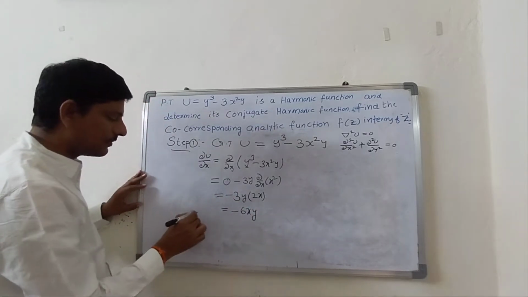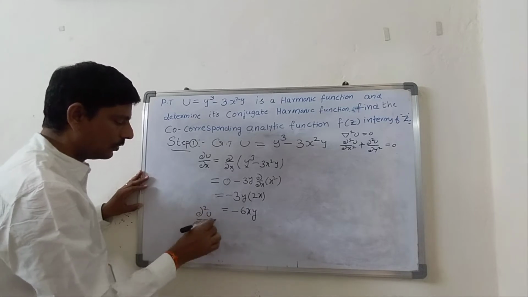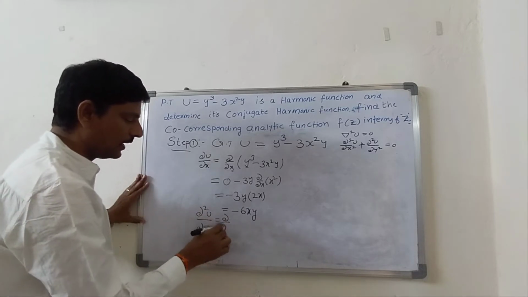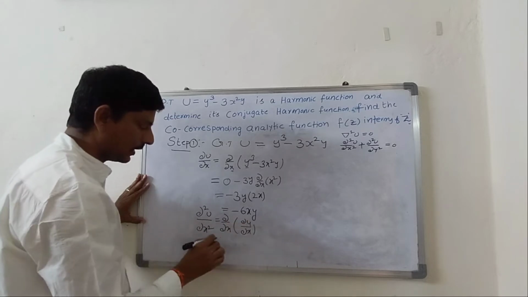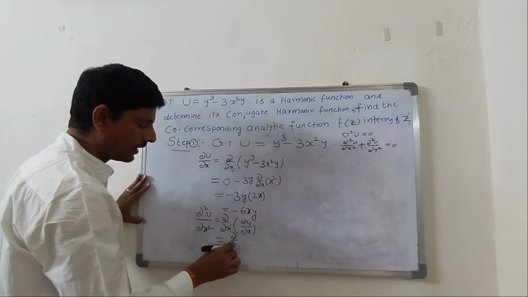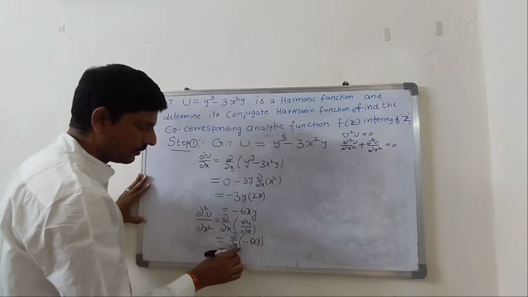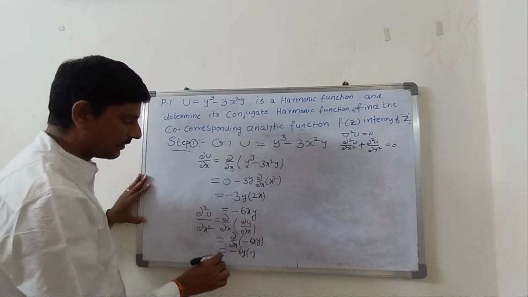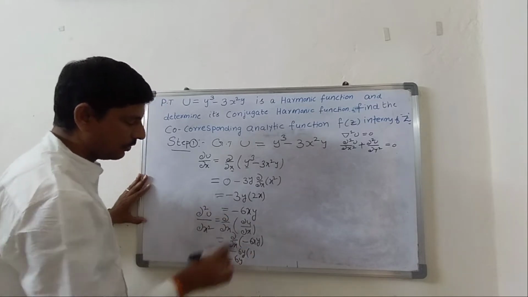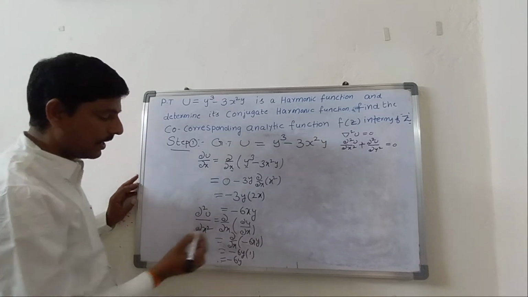Again we have to differentiate with respect to x. That is dou square u by dou x square, that is nothing but dou by dou x of dou u by dou x. So dou by dou x of dou u by dou x is nothing but minus 6xy. So minus 6y is constant here. Dou by dou x of x is nothing but 1. So we got minus 6y. Dou square u by dou x square is minus 6y.